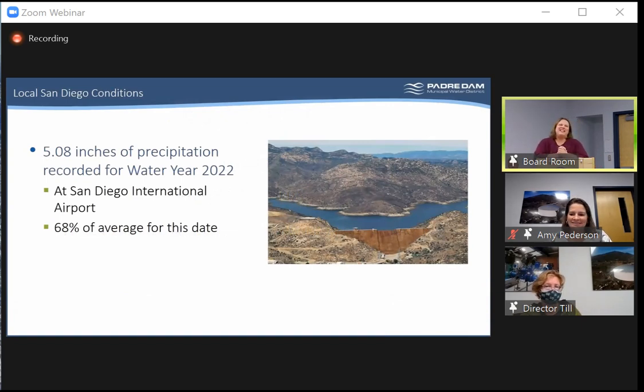So, starting off with San Diego conditions, because these conditions don't have a huge impact on Padre Dam, but we have seen only 68% of average precipitation in the San Diego region to date, which is kind of an indicator of what you're going to hear the rest of the report: that our water supply throughout the state and Colorado River do not have as high of levels as we would like to see.